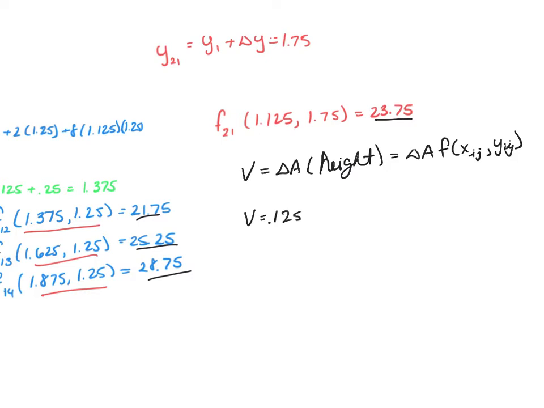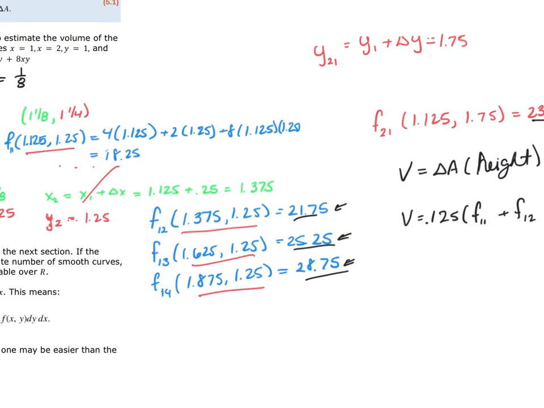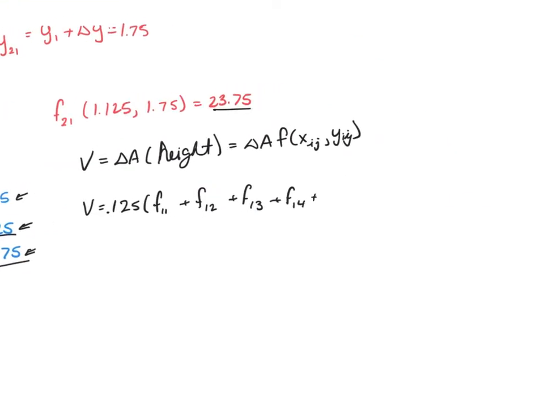And then it's going to be multiplied by my f of 1,1 plus my f of 1,2 plus my f of 1,3 plus my f of 1,4. That's 1,2, 1,3, 1,4. And then back here was the 1,1. And then my second row, which would be the f of 2,1, plus the f of 2,2, plus f of 2,3, plus the f of 2,4.